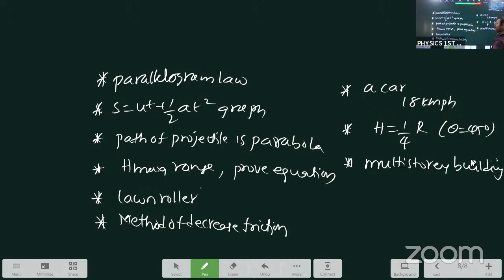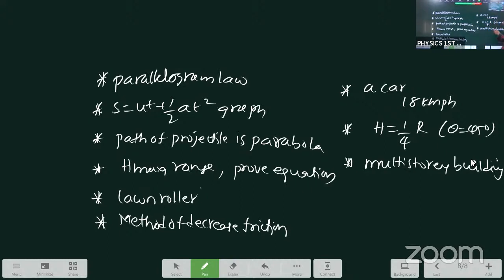One is the parallelogram law. Next one, S equals ut plus half at square, graph method. Path of the projectile, parabola. H max, range: define maximum height and range. Prove its equations. Pulling is better than pushing in the case of a lawn roller. Method of decreasing friction. A car problem: 1/3 of the distance at 10, 2/3 of the distance at 20, the last third at 60.